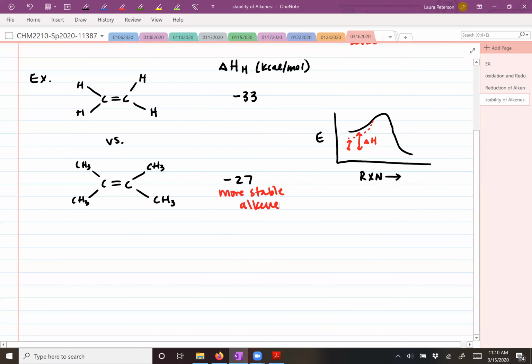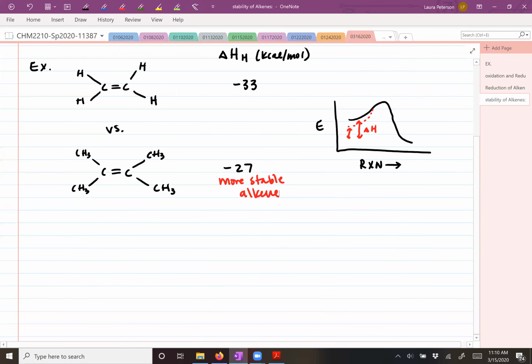Okay, so I want to just write 2 factors about this, and then I'm going to give you the general trend in alkene stability. So we can just see in this one example that the tetrasubstituted alkene is more stable than ethene, which has no substituents. So is that a general trend, or is that coincidental to this example?